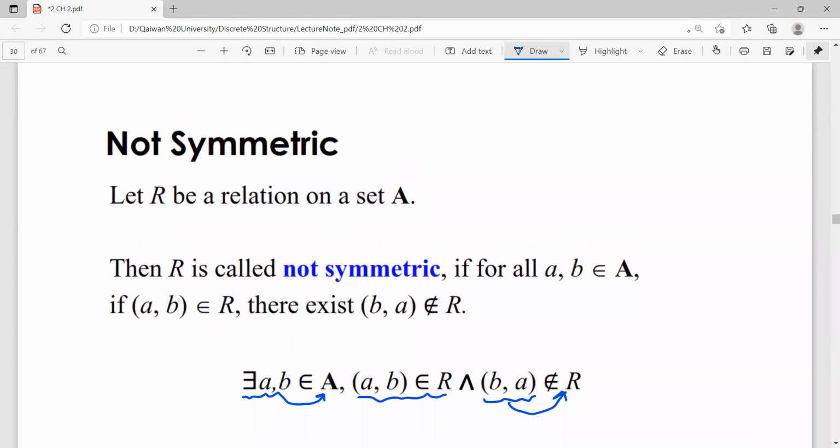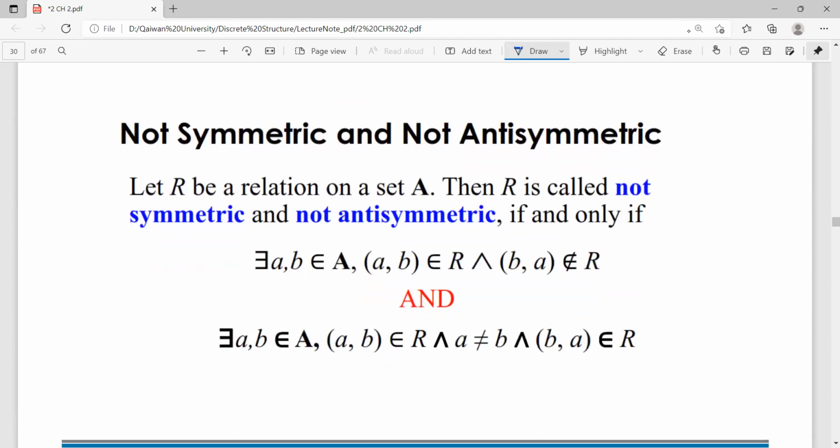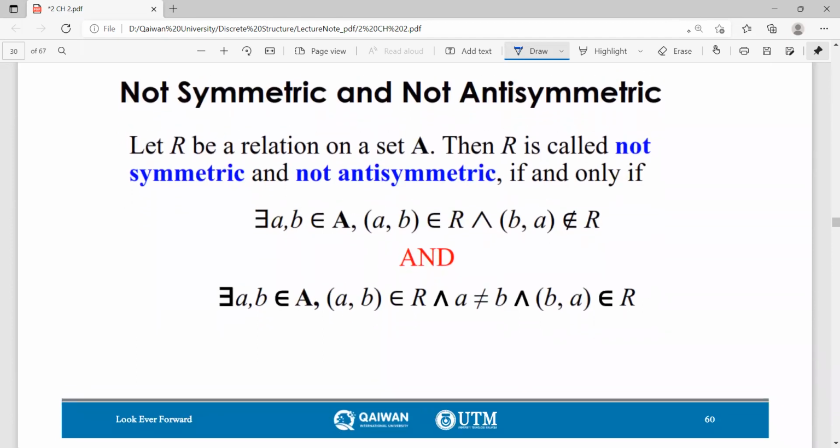So we talked about symmetric, anti-symmetric, asymmetric, and also not symmetric. And you also have not symmetric and not anti-symmetric. If a relation satisfies these two conditions at the same time, we say the relation is not symmetric and also not anti-symmetric.